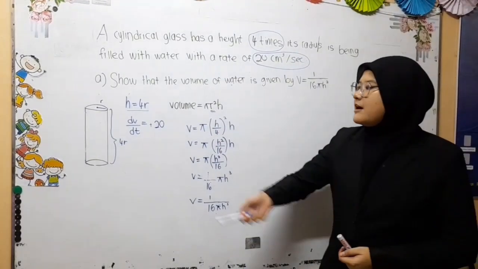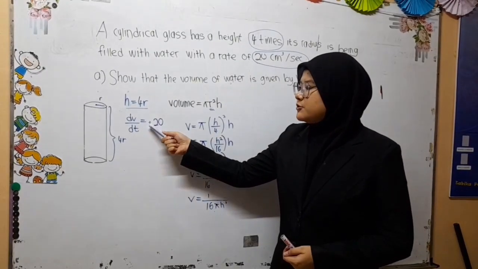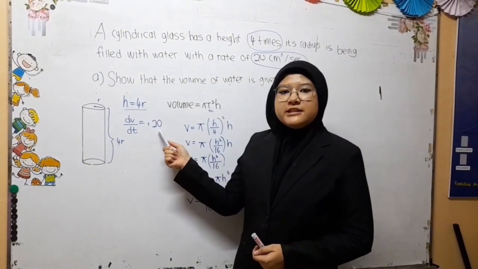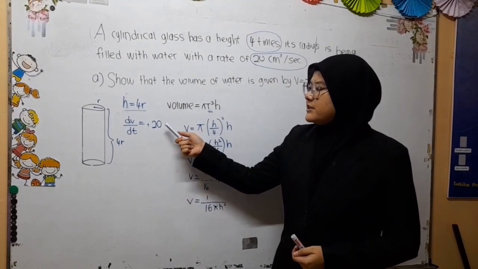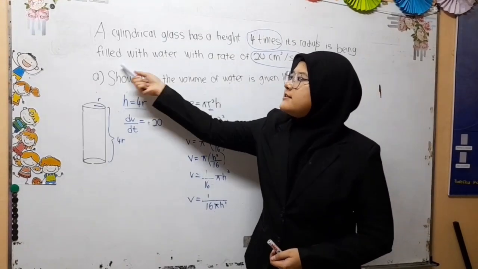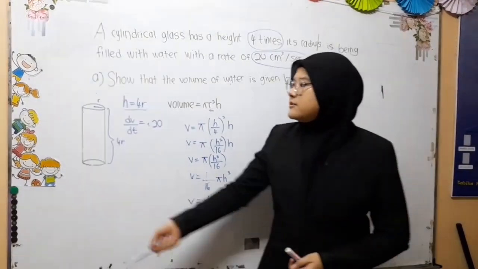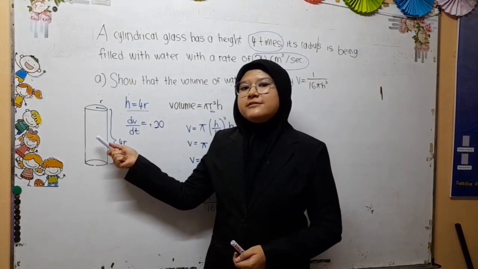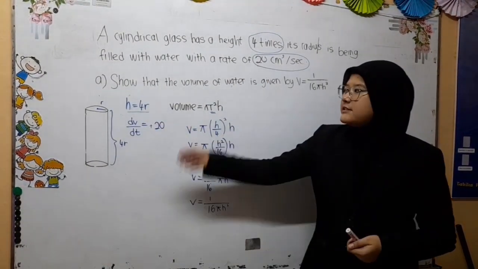Before that, how do I get dV/dt equal to plus 20? Why not negative? This is because the problem states that the cylindrical glass is being filled with water, so that means the volume of the glass is increasing. Okay, we go back to question A.